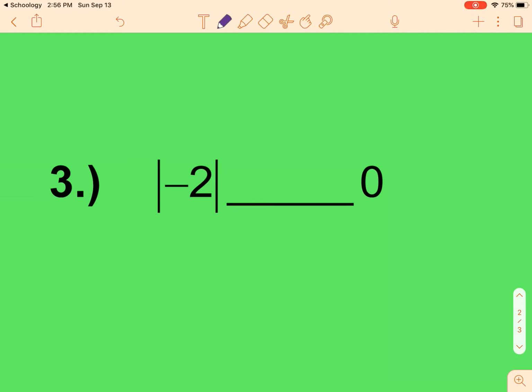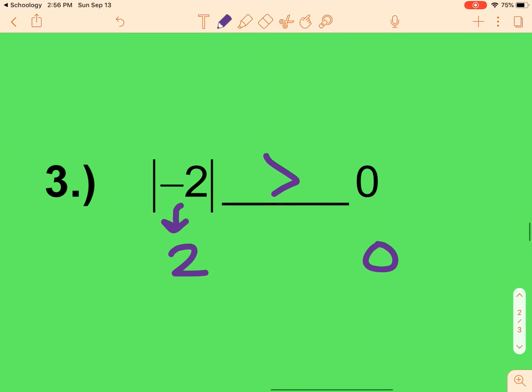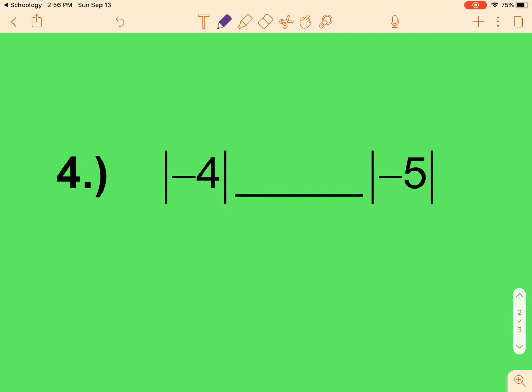Number 3, I see an absolute value of -2. The absolute value of -2 is going to change that to a +2, and then my 0 is going to stay the same. And we all know that 2 is bigger than 0, so 2 is greater than 0. Alright, number 4, I have 2 absolute values here. The absolute value of -4 is 4. The absolute value of -5 is 5. 5 is bigger than 4, so I'm giving it the less than sign because the absolute value of -4 is less than the absolute value of -5.